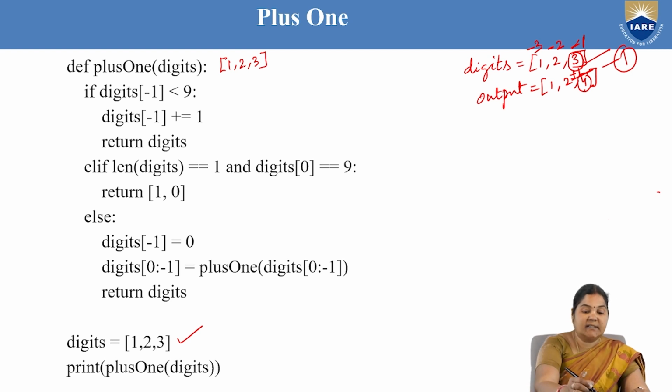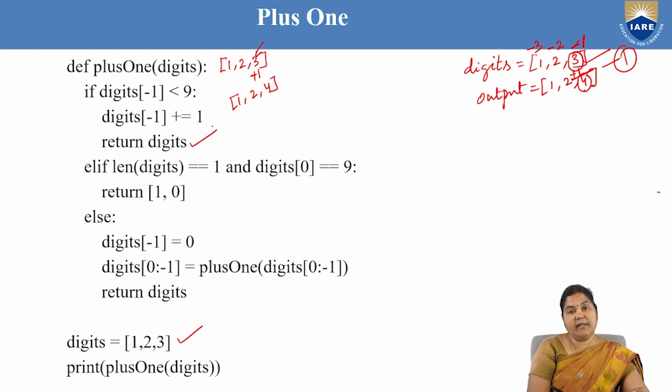Now I will check the last digit of it. If it is less than 9, then simply add 1 and return. So digits of -1 is the element at the last index. If it is less than 9, then digits of -1 is equal to digits of -1 plus 1. So here I will just add 1 so that my output will look like 1, 2, 4. And I will return my digits, I will return my answer. Fine?